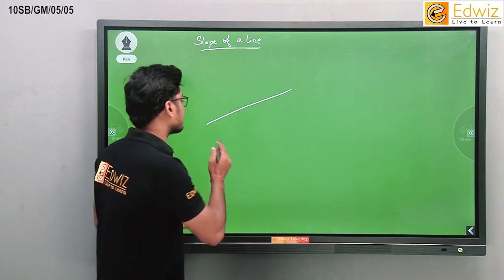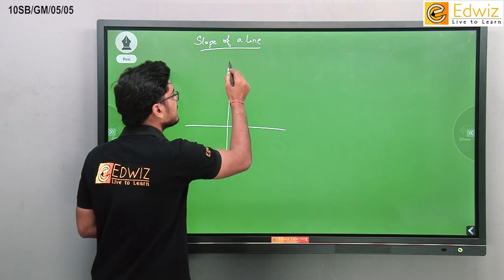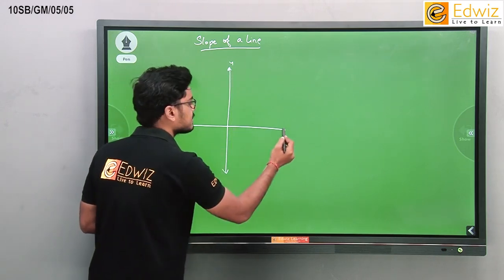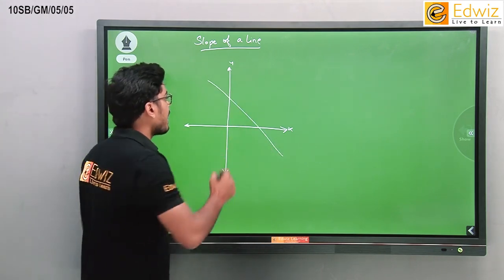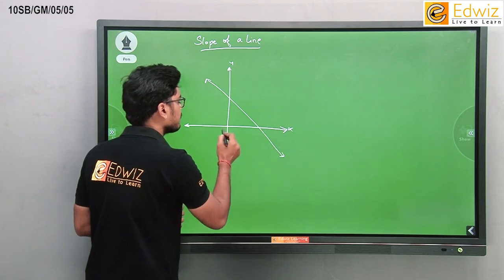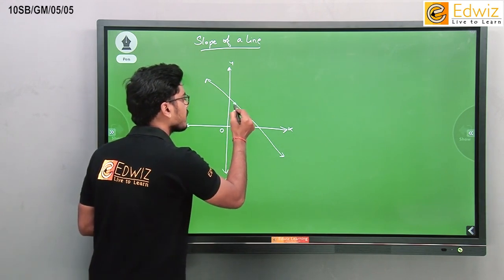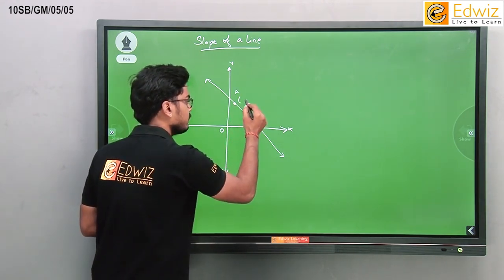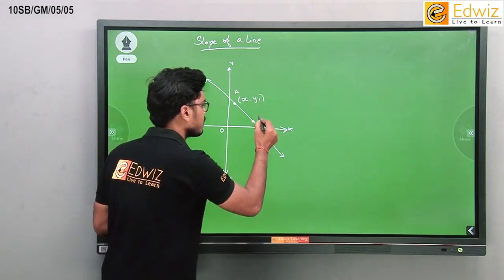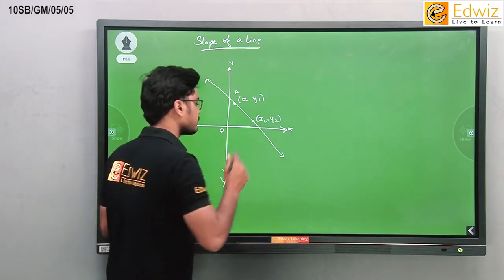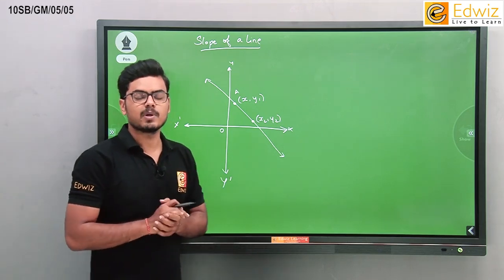If you see in coordinate geometry, if we plot a line here, suppose this is the y-axis, this is the x-axis, and suppose this is the line that we are plotting. On this line, if I take any two points, point A (x1, y1) and point B (x2, y2), then in coordinate geometry we can represent slope with a mathematical formula.